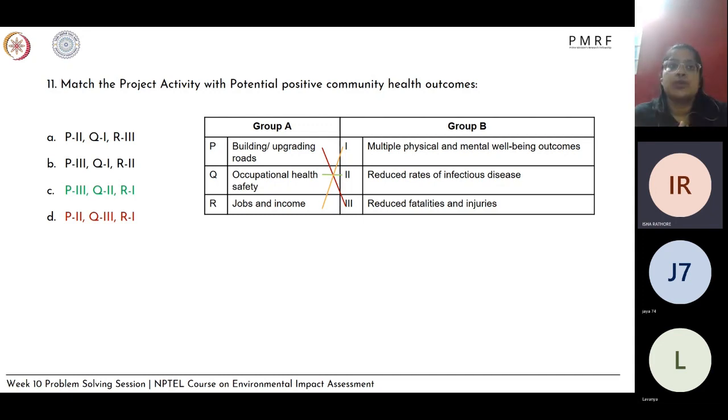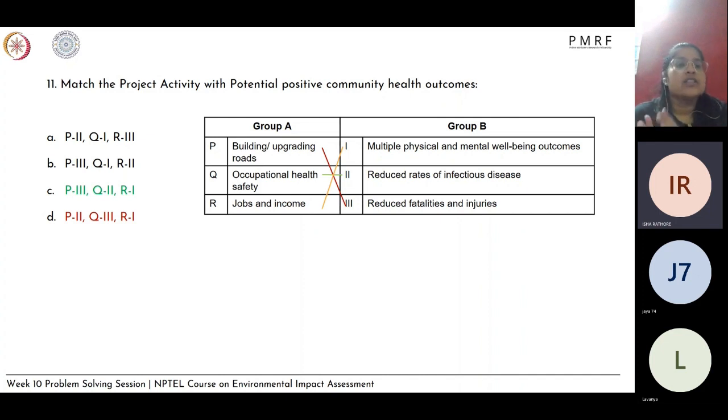So Q matches with 2. Then jobs and incomes is associated with multiple physical and mental well-being outcomes. So when people have jobs, secure jobs and secure source of income, they have physical and mental well-being. They do not have pressures about supporting themselves or supporting their families. So they have a balanced state of physical and mental well-being.